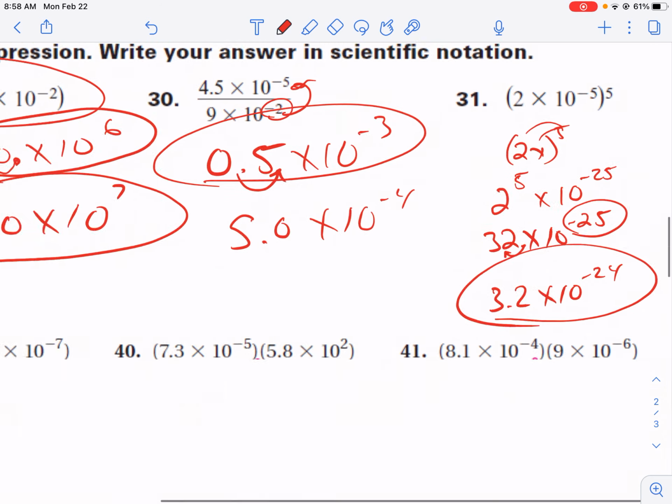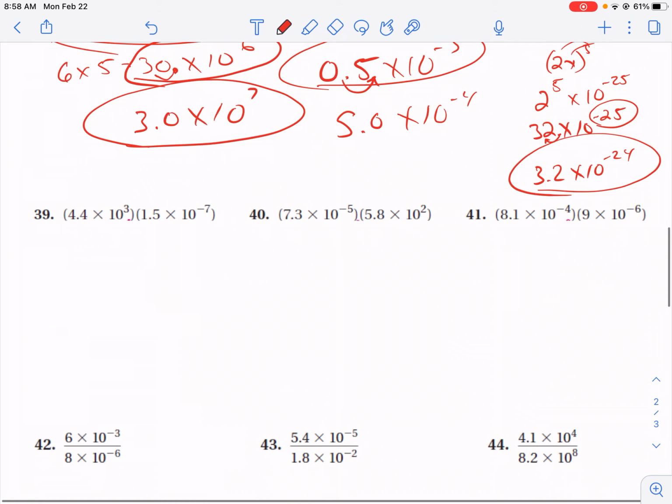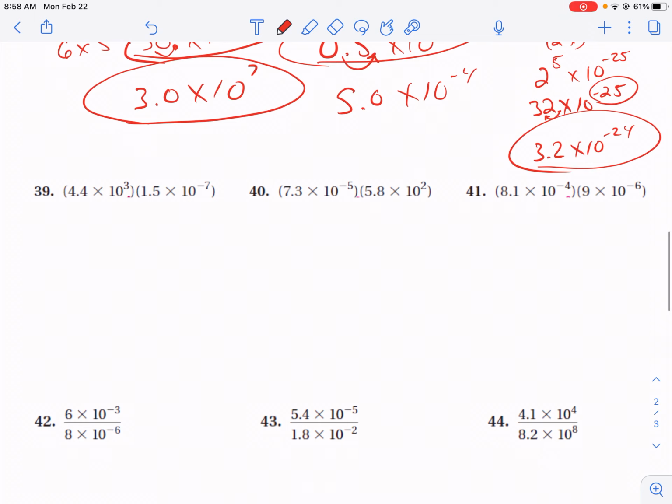Okay? Now, homework for you will be these 6 problems right here, 39 through 44. Again, make sure you simplify. As you multiply, you got to simplify so that you have only one number to the left of the decimal. So you have to adjust your exponent. So numbers 39 all the way to 44. All right, folks, good luck.